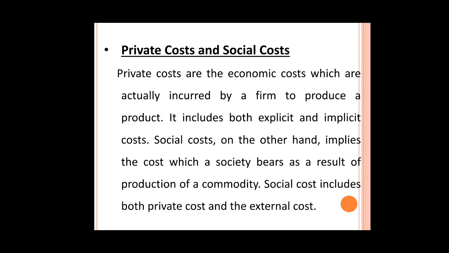The social costs are the sum of private costs and the net of negative externalities or positive externalities. If social welfare is to be maximized, it is the social cost and not the private cost alone that has to be minimized. Simply, social cost implies the cost which a society bears as a result of production of a commodity. Social cost includes both private cost and external costs.